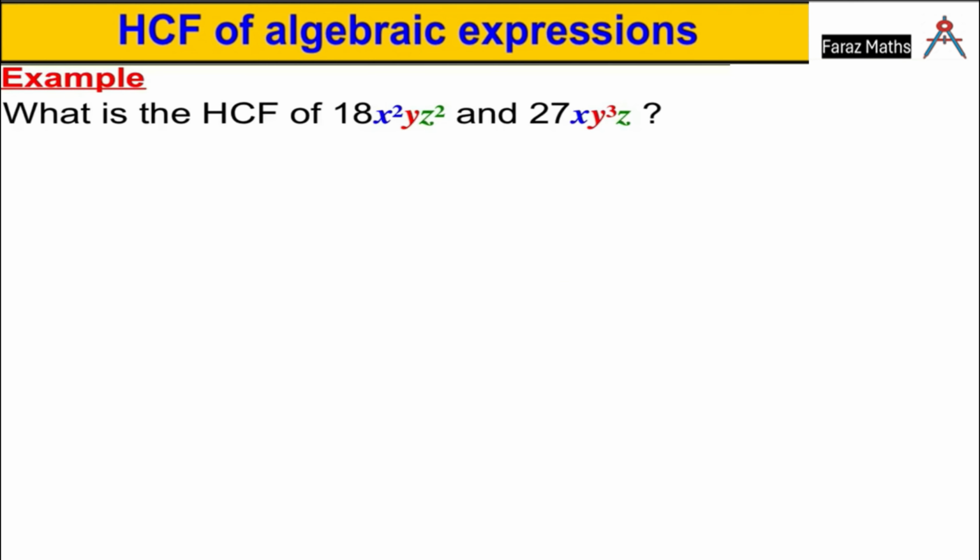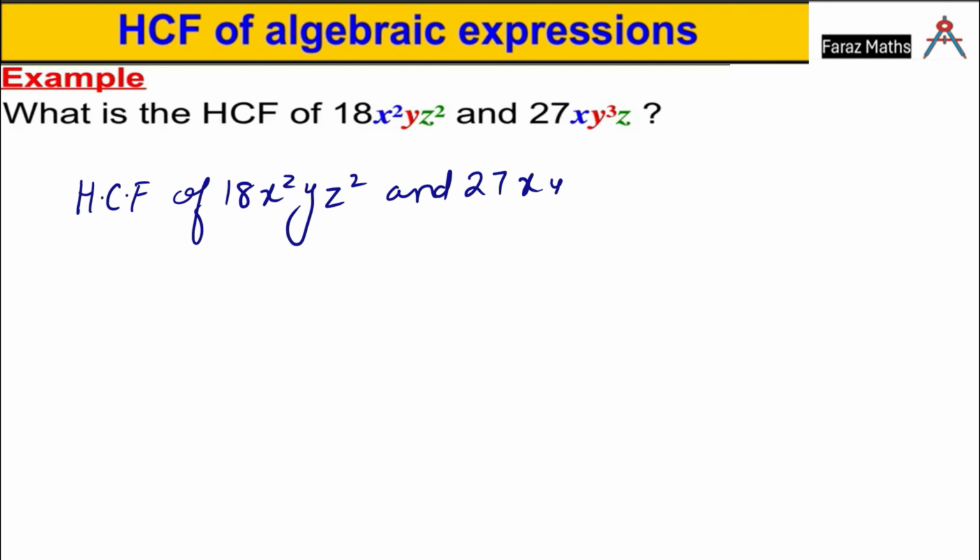Okay, coming to the last one. You have the HCF of 18x square y z square and 27xy cube z. We can see in between the numbers 18 and 27, both are divisible by 9, and 9 is the highest common factor which can divide both 18 and 27.